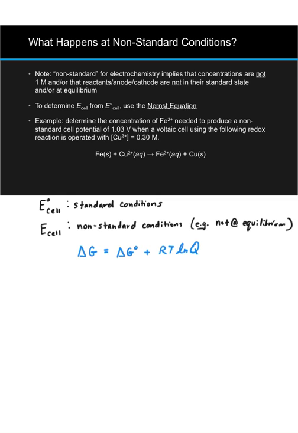We know that delta G under standard conditions is equal to negative nFE cell under standard conditions. So it should stand to reason that delta G under non-standard conditions is equal to negative nFE cell under non-standard conditions, just removing the naught sign. Therefore, negative nFE cell under non-standard conditions is equal to negative nFE cell under standard conditions, plus RT ln of Q.